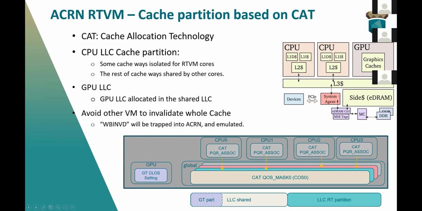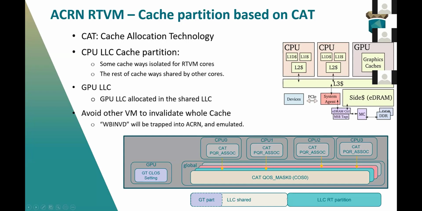Besides that, the devices also can access it. With this feature, we usually allocate some cache width to the RTVM cores. We call this cache width isolated. The rest of the cache width is shared by other cores. I will give you the example here. For the GPU part, it also allocated some cache width from a shared LLC. You can see this is an example.